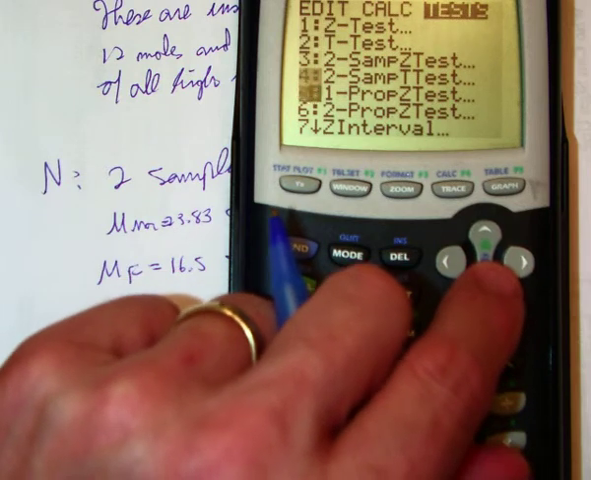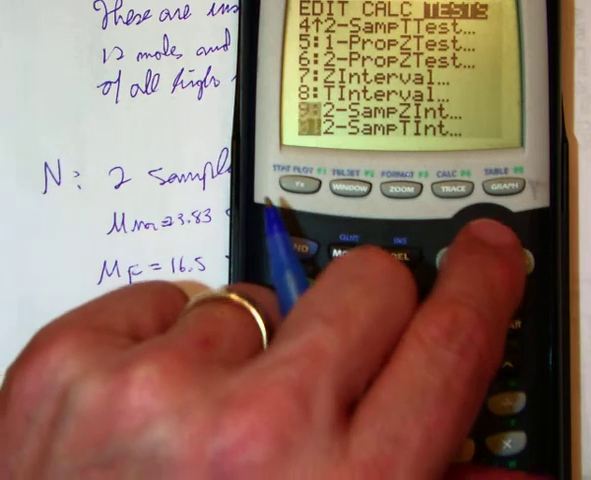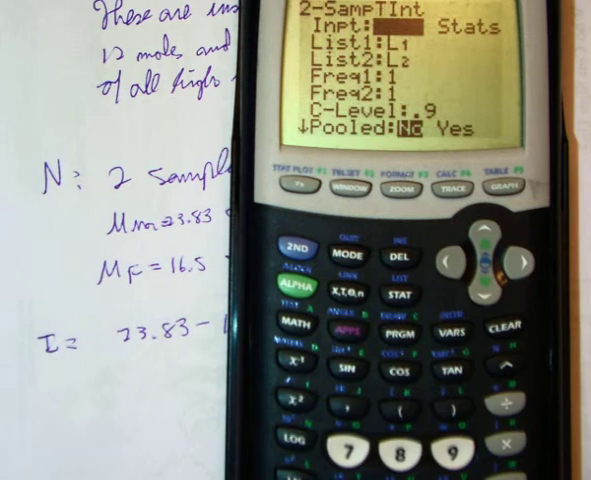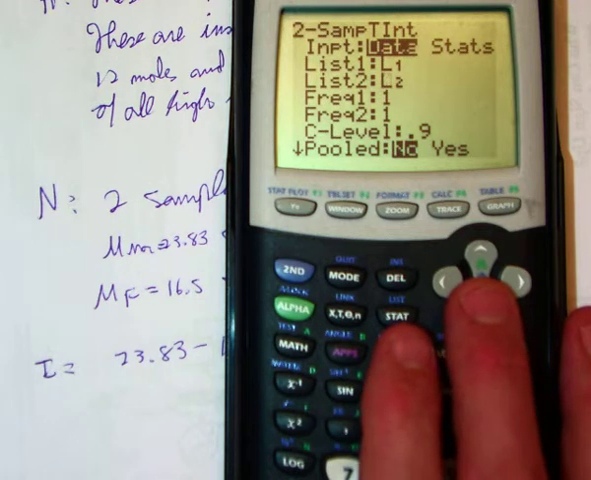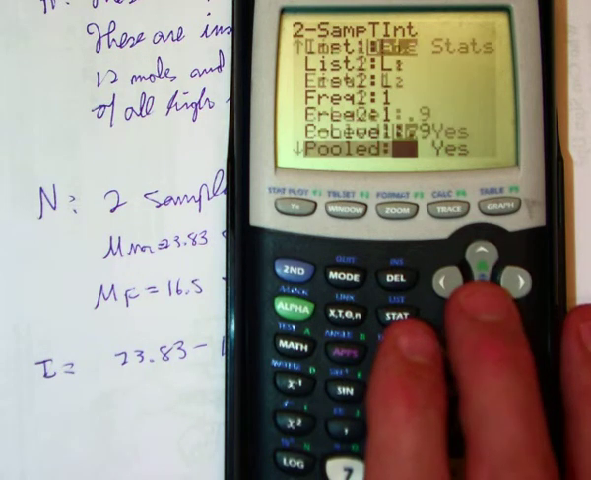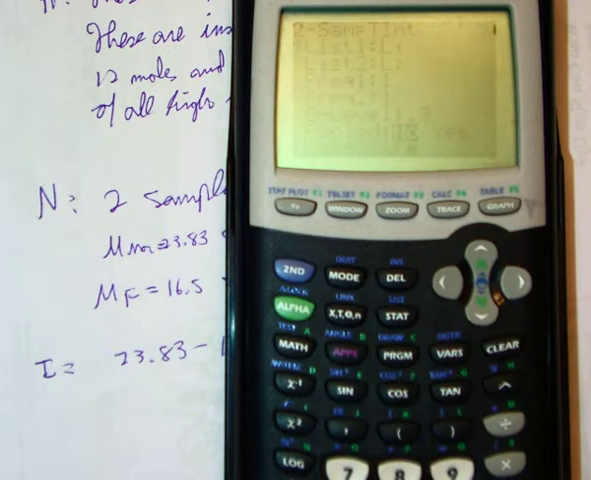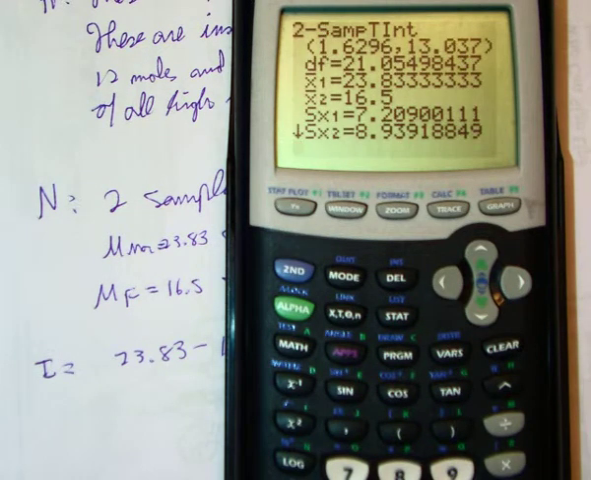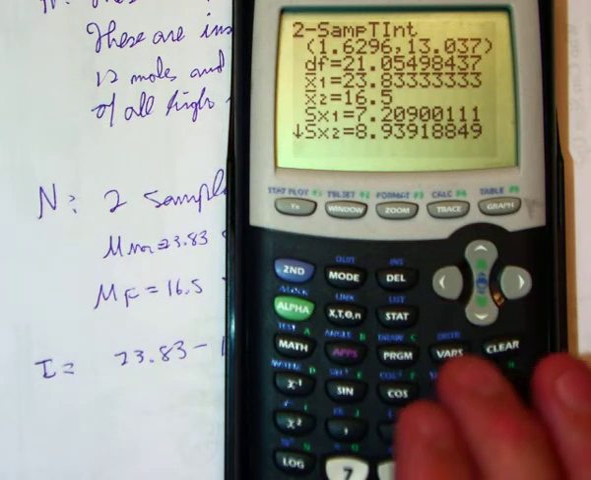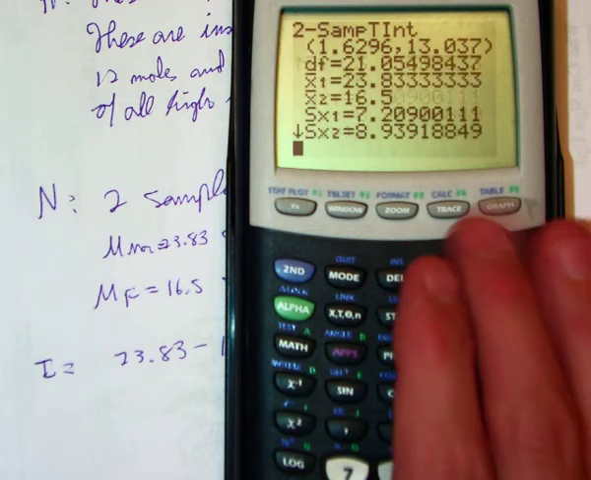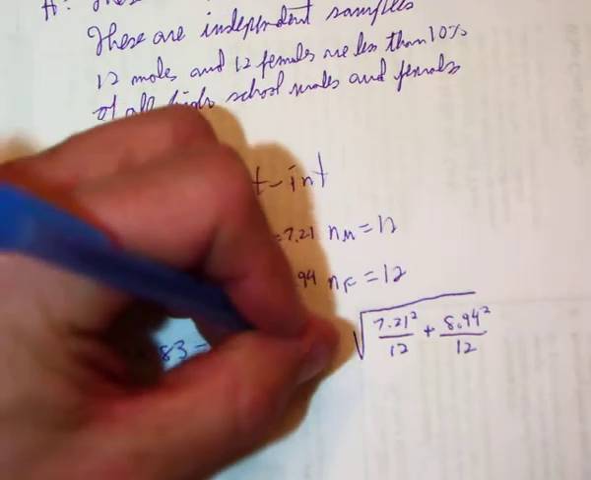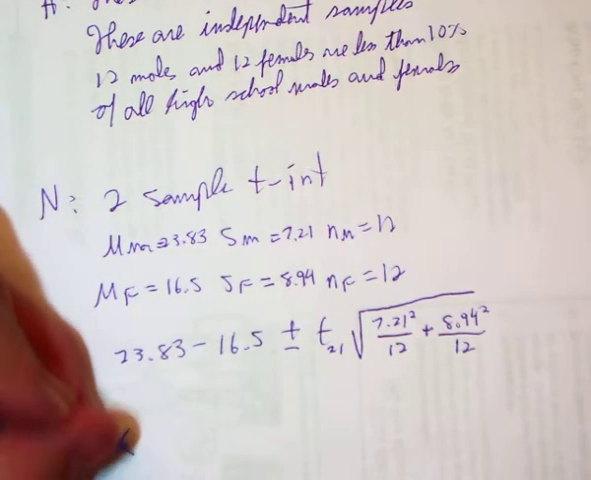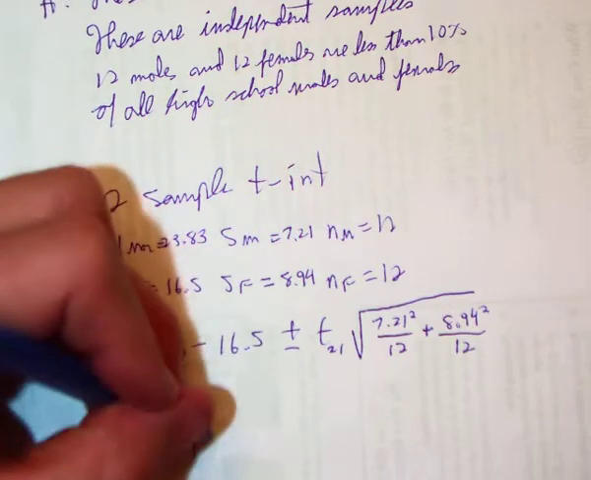So that's a 2 prop. No, it's not a 2 prop. 2 sample t interval. So list 1 is L1, list 2 is L2. Doing a 90% interval. I'm not pooling. Calculate that up, and we get from 1.63 to 13.04. And the degrees of freedom is 21. So I got that also.